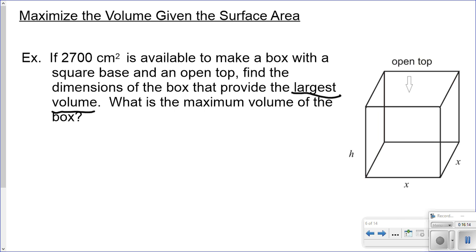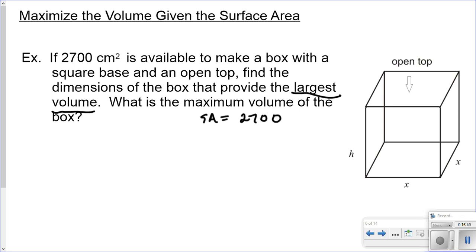Okay, and I want to write the volume in terms of a function. Okay, now I've got some things labeled here, x and x and h. Okay, and I'm going to use 2,700. So I've got my surface area. What's the formula for my surface area? Okay, the surface area is going to be my constraint equation. It's going to be 2,700.